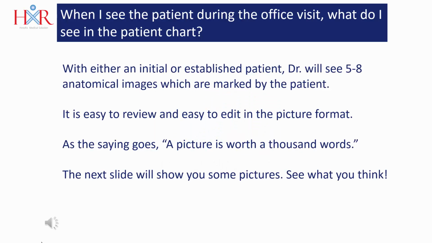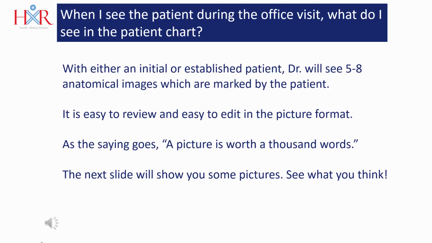When I see the patient during the office visit, what do I see in that patient chart? Initial or established patient, you will see 5 to 8 anatomical images, which are marked by the patient. You can review the HX with a glance at each picture. It is easy to review, easy to edit. As the saying goes, a picture is worth 1,000 words. You can review pictures a lot faster than text documents. The next slide will show some pictures.